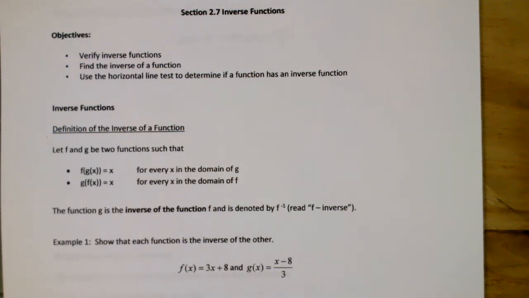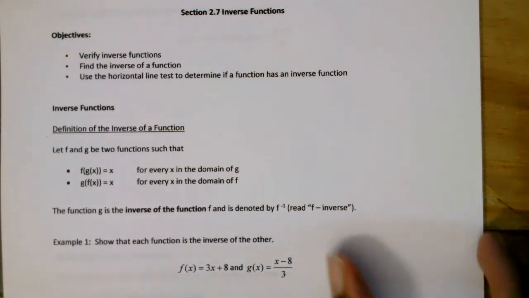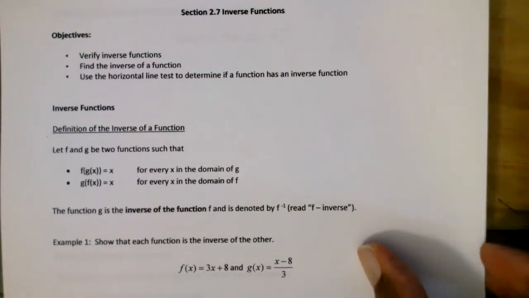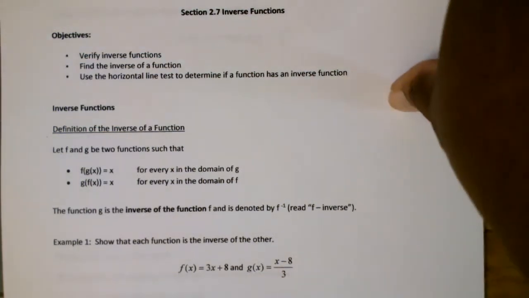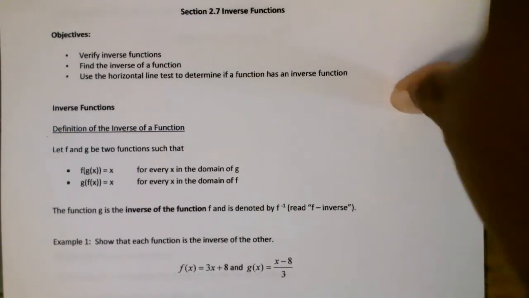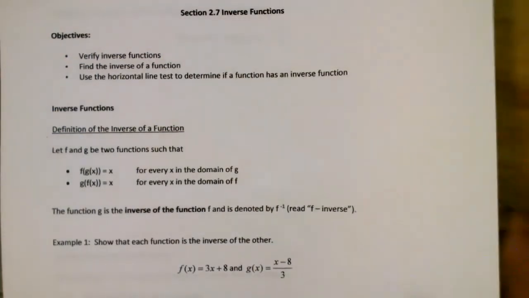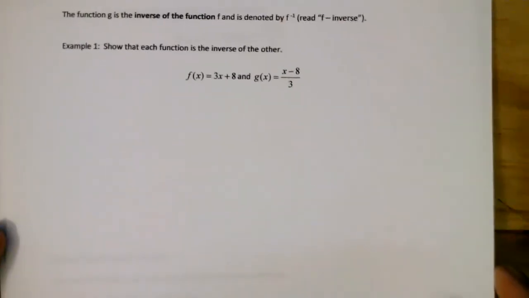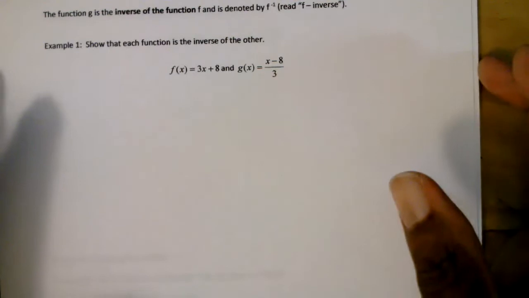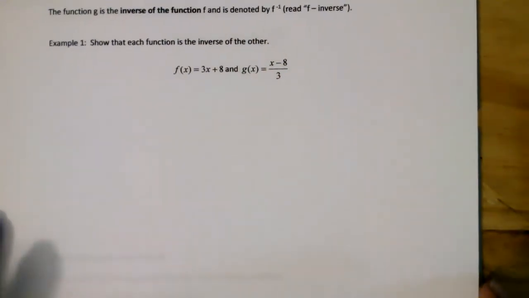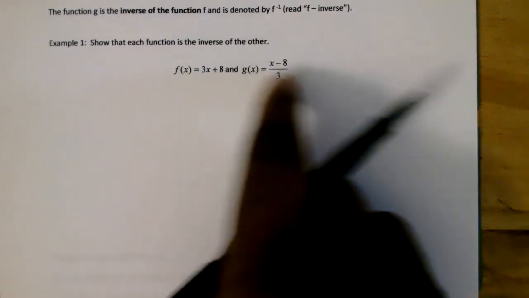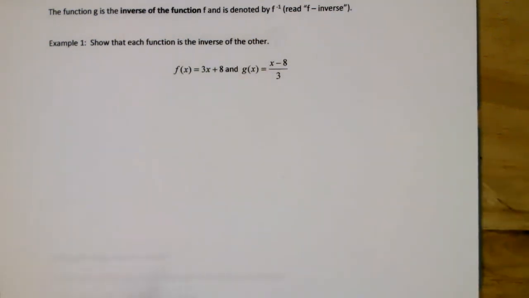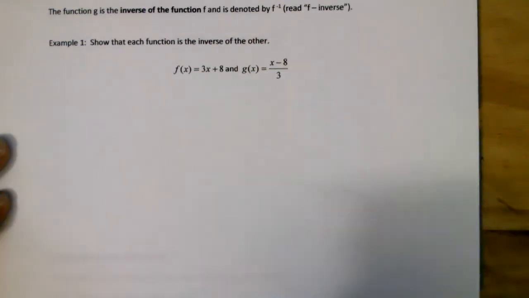As I mentioned earlier, we're going to use the composition of f with g and the composition of g with f, as discussed in the prior video, to show that f and g are inverses, like in this first example. Here we have f of x equal to 3x plus 8, and g of x is equal to x minus 8 over 3. In this case, I want to verify that these two functions, f and g, are inverses.